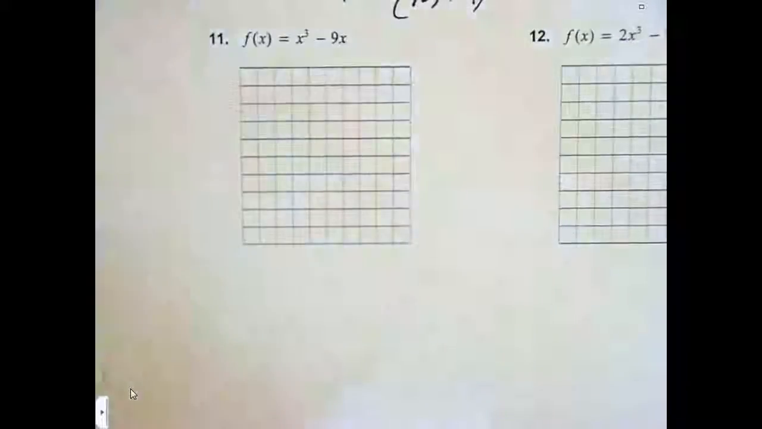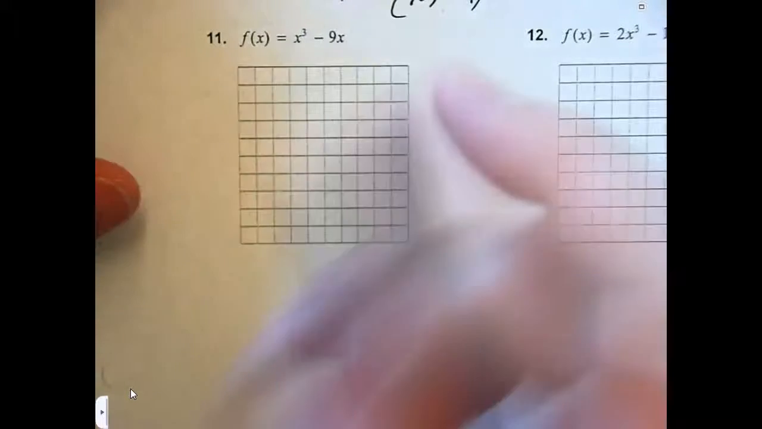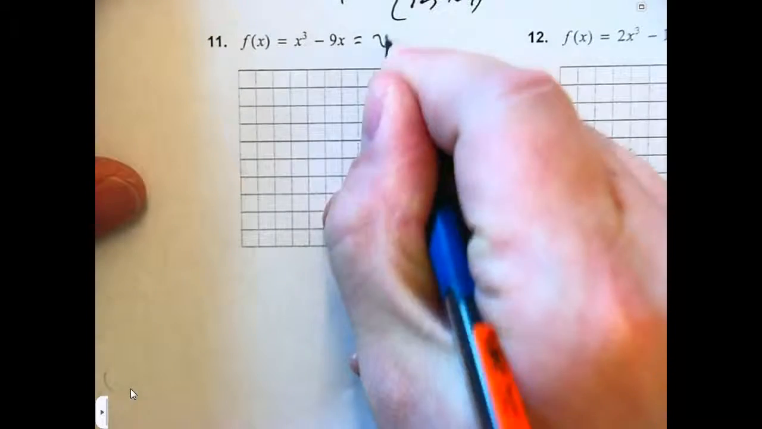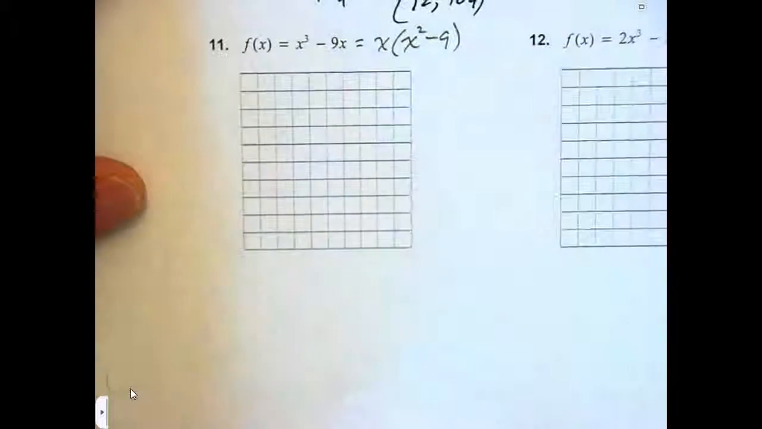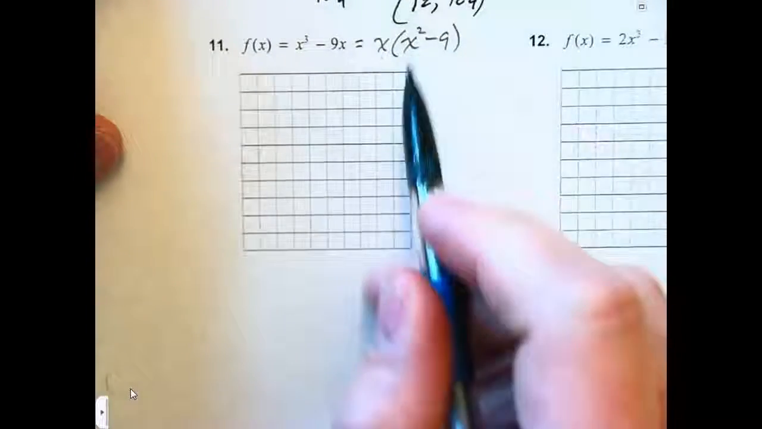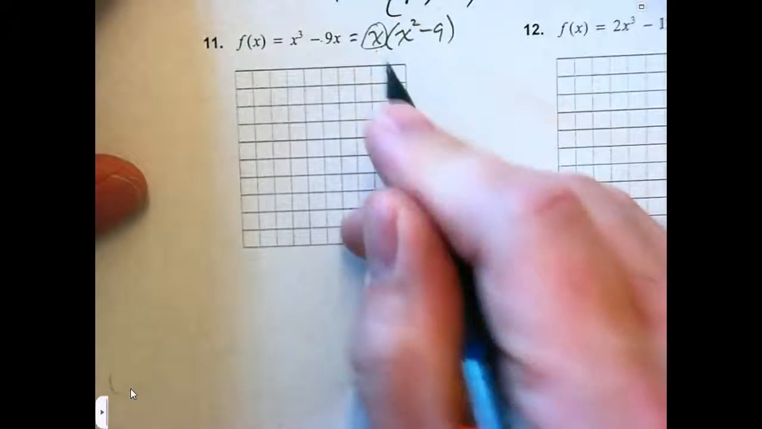Look it up. All right, number 11. First step: factor. X times x squared minus 9, pull out a greatest common factor. I then look at what makes 0. That part becomes 0 at 0.